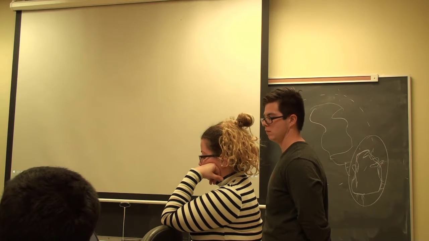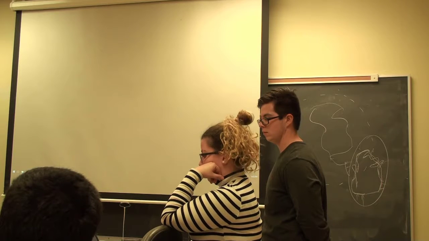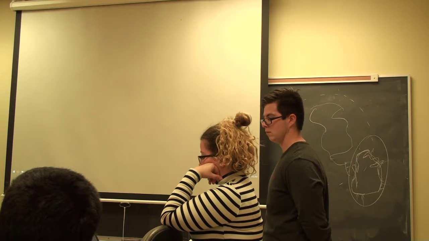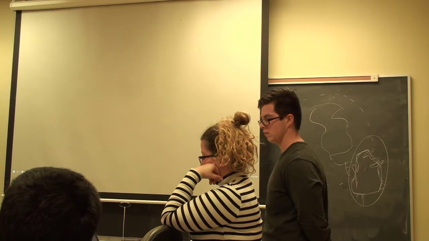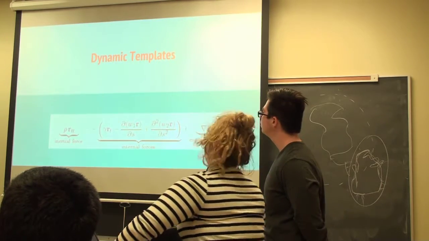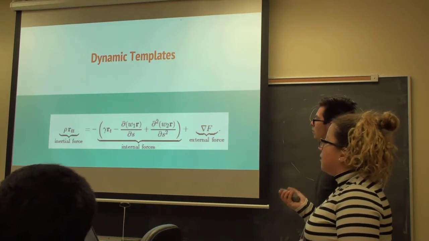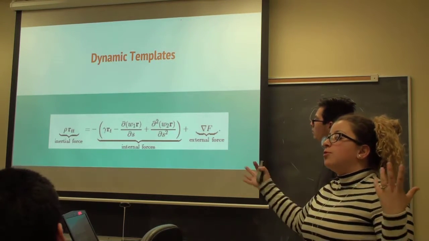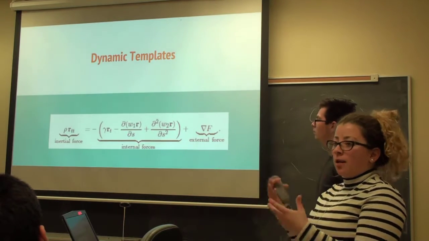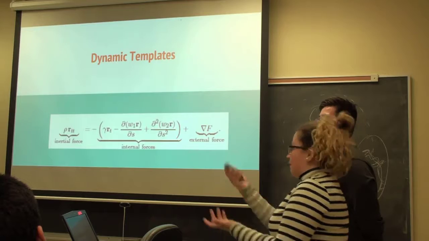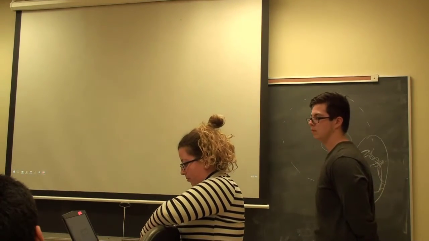Okay, so now let's go to dynamic templates, which is like in the video that I showed you. It's basically an active contour that moves across time. So your contour is changing with time, like it happens with videos. And then we're going to show you another example that we found on YouTube.